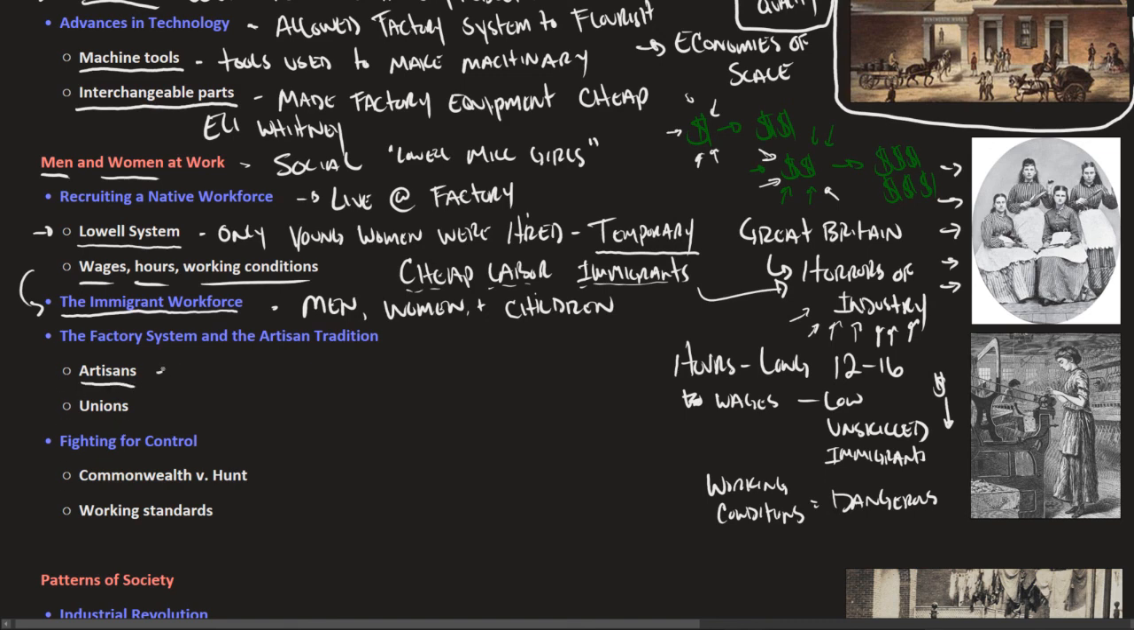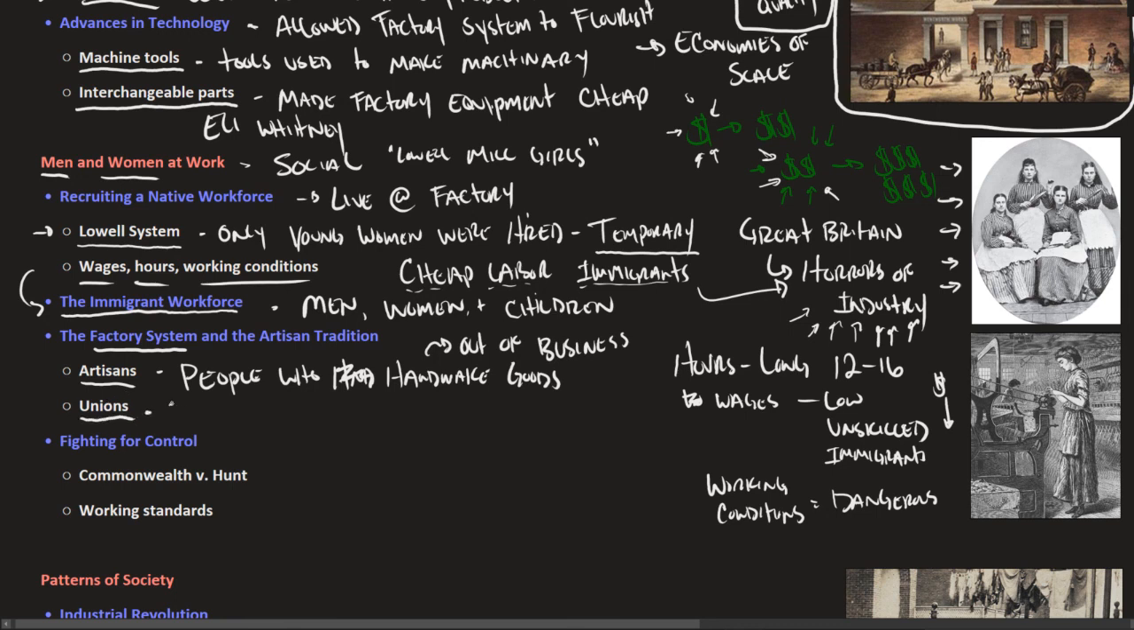Artisans. These are people who make things with their hands. So we'll just say people who hand make goods. And of course, as a result of the factory, these people, the artisans, are pretty much out of business. They cannot compete with the factory. The shoemaker, for example, can't make a shoe that is cheap enough, can't make more of them than a shoe factory can.